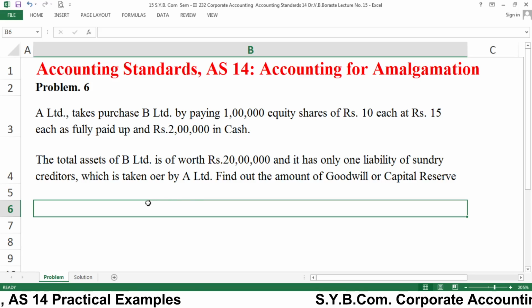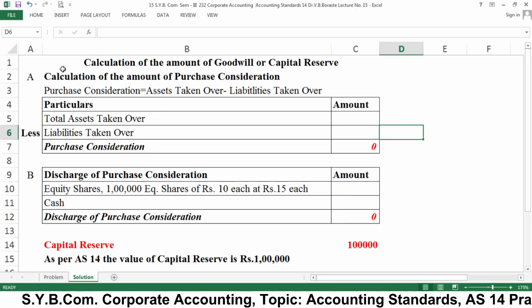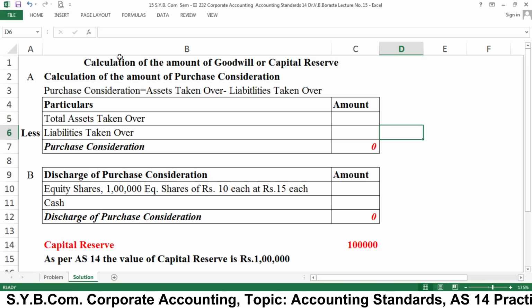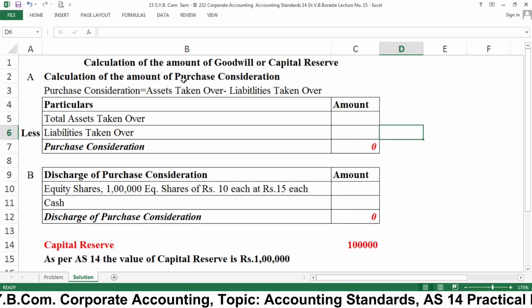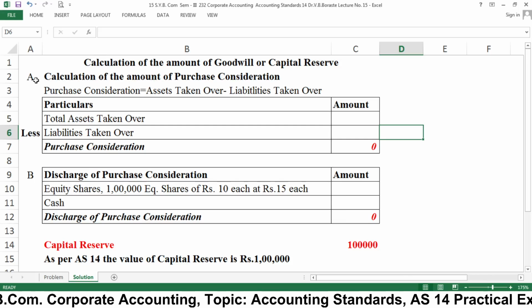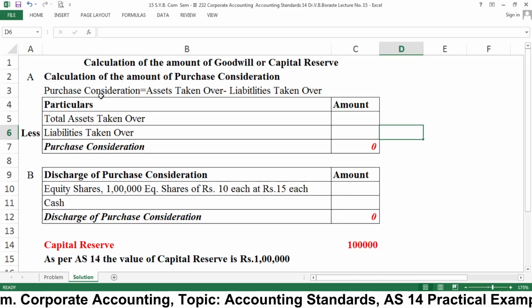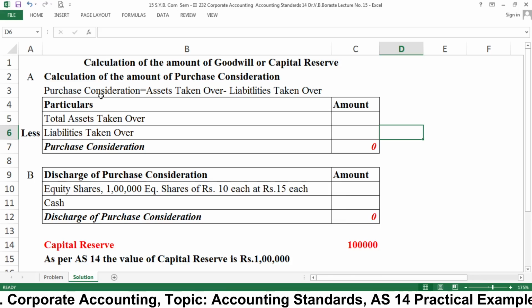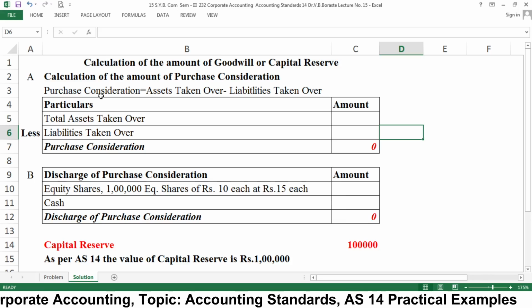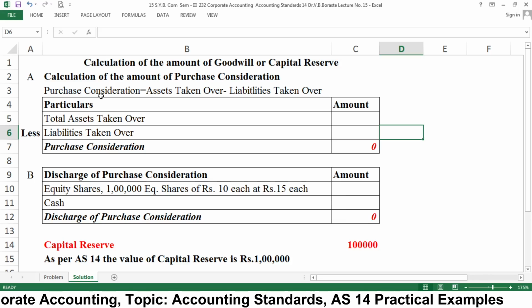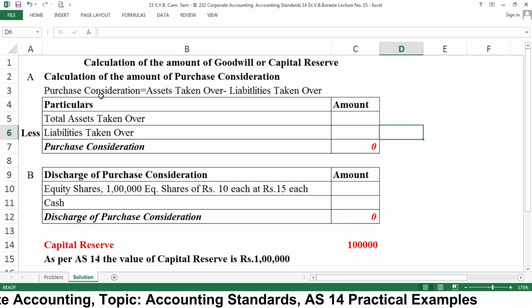So let us start the solution. So here you can see the solution. First of all you have to draw a chart, that is a calculation of amount of goodwill or capital reserve. First of all you have to mention the calculation of amount of purchase consideration. The example is very easy and you must know the formula, that is the purchase consideration formula, which is PC, that is purchase consideration, equal to assets taken over minus liability taken over.